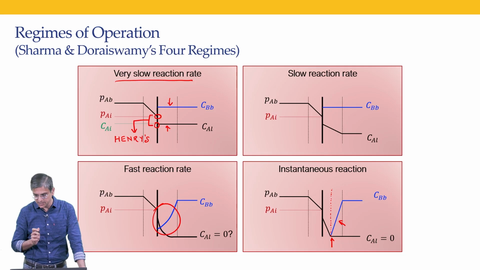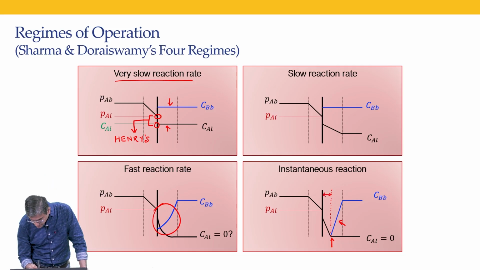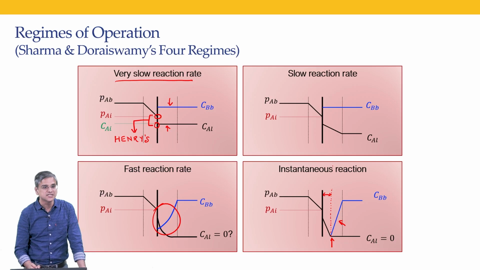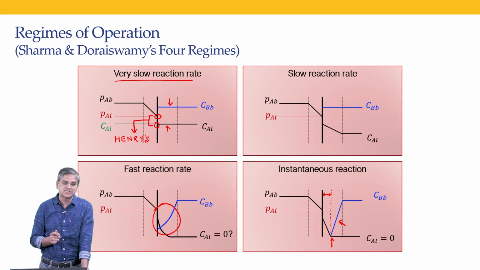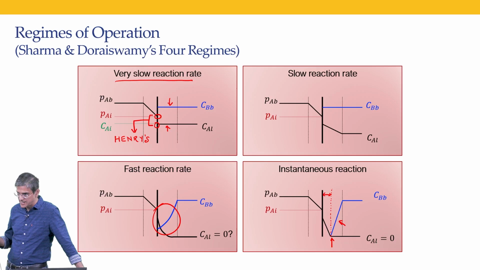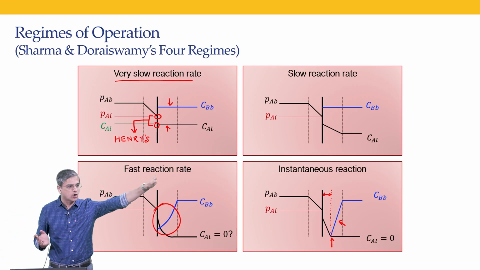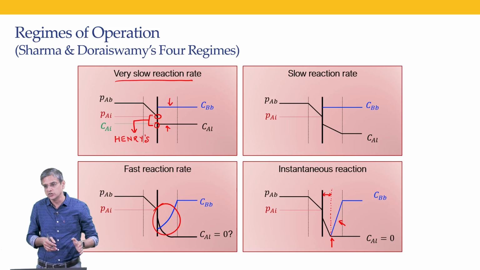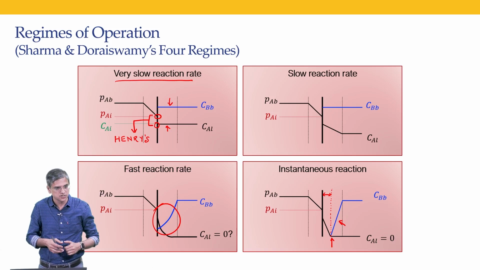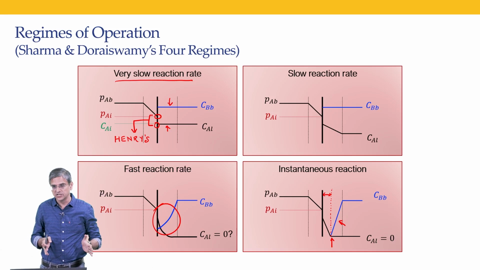What is the other thing that means? No reaction is taking place over here, there is only diffusion. Why? Because there is no B present. It is not like A and B do not want to react. In the very slow reaction case, A and B do not want to react or react very slowly, and therefore there is no reaction in the liquid film.